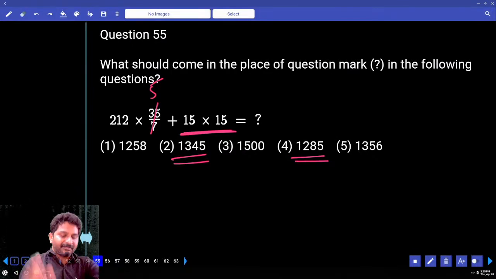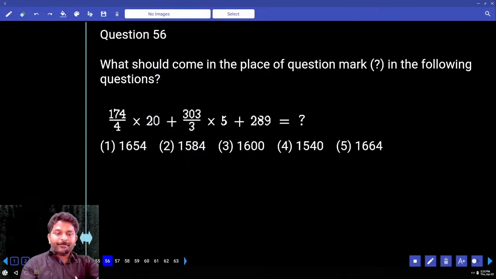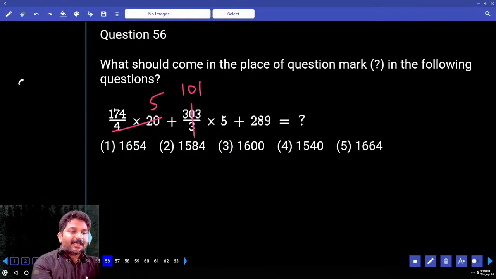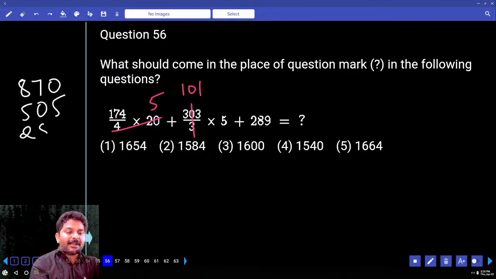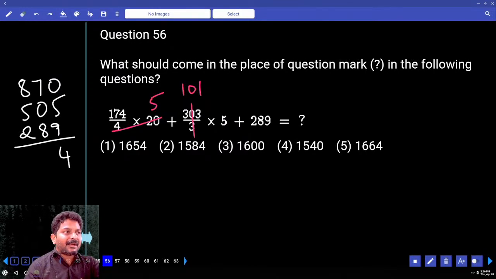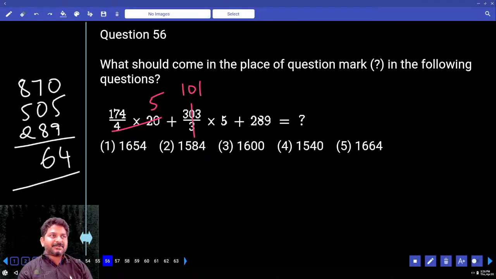That's what I verified earlier. 4 how many times? 5 times. 3 how many times? 101 times. Correct? 174 5 times, 10 times and half of it is 870. 101 5 times is 505. To that you need to add 289. The answer must end with. No, not done. One more digit, 64. Yes, 64. There is only one option.